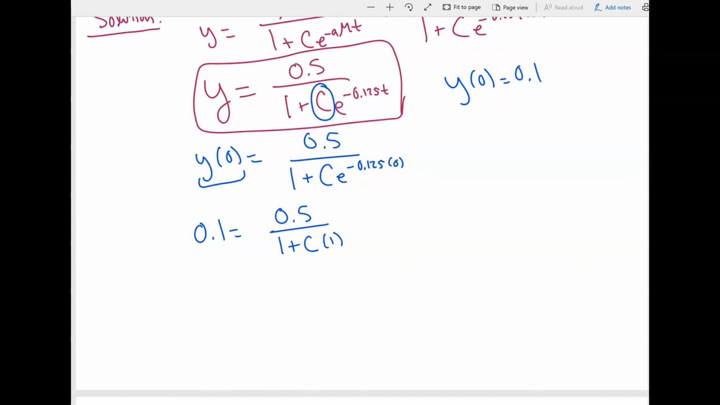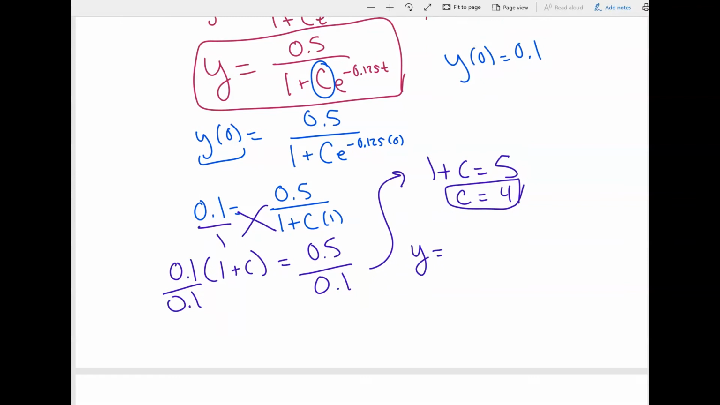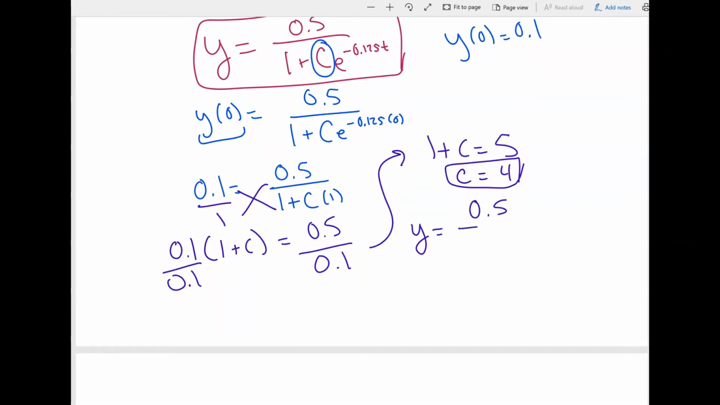Now you can think about it this way. Let's put this over 1. You can cross multiply. So you have 0.1 times (1 + c) = 0.5. I'm going to divide by 0.1. So you have 1 + c = 5. Subtract 1, c = 4. So that means that my solution is going to be 0.5 / (1 + 4e^(-0.125t)).